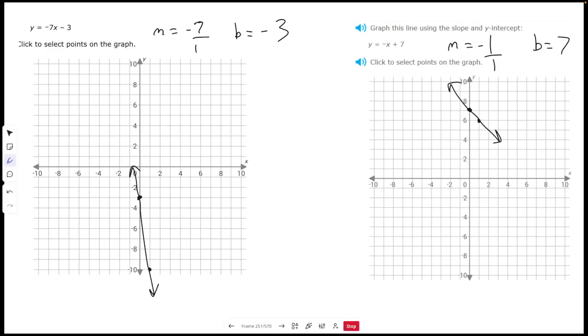And for the second problem, hopefully we remember that there's an invisible -1 in front of that x. Okay, if you don't see a number, there's an invisible -1. And then we plotted the y-intercept at 7, we went down 1, right 1, and there is our final answer.